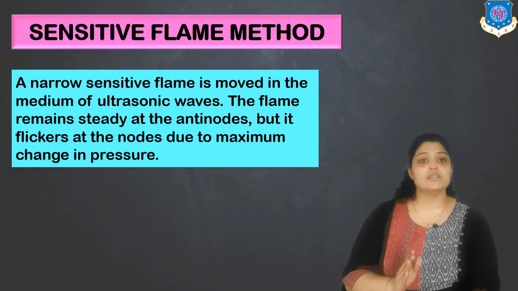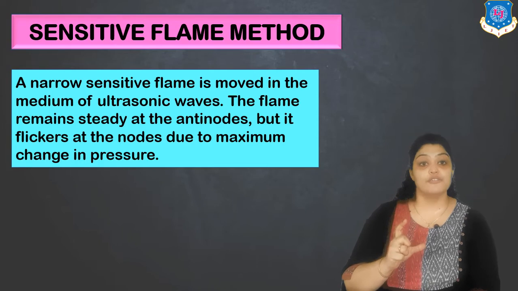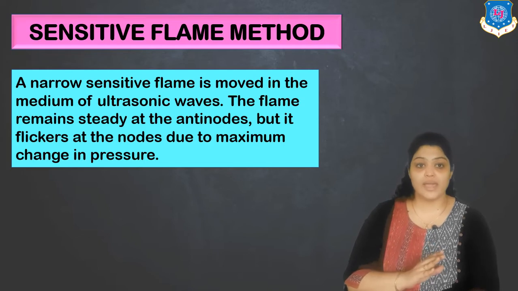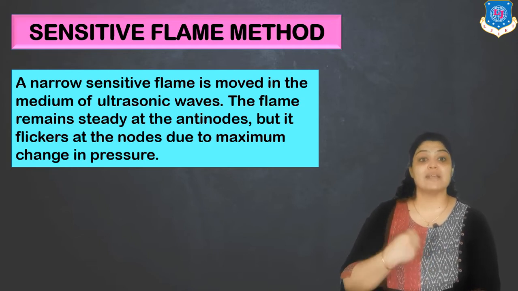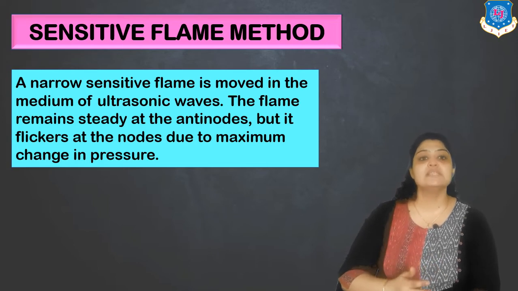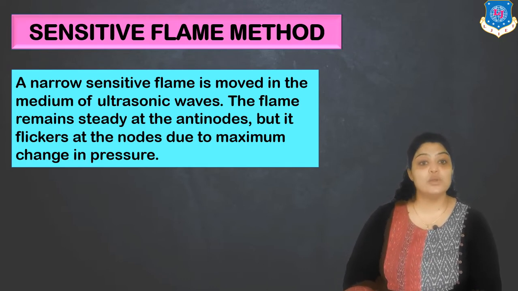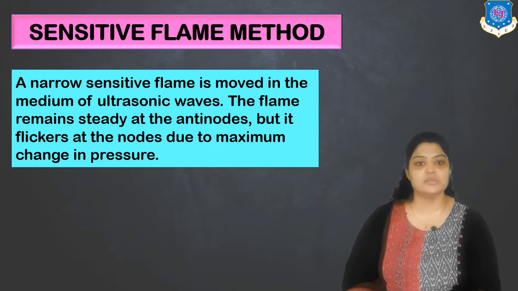If there are ultrasonic waves, the candle flame will flicker wherever there is compression. The candle flame will be steady wherever there is rarefaction. Why? Because compression means maximum disturbance, so your flame will flicker. And rarefaction means minimum disturbance, so your flame will be steady. The flame remains steady at the antinodes, but it flickers at the nodes due to maximum change in pressure.